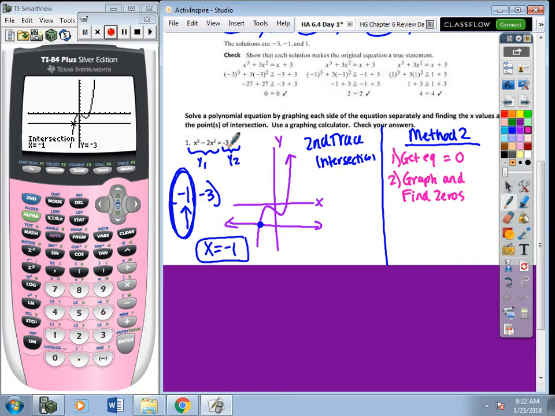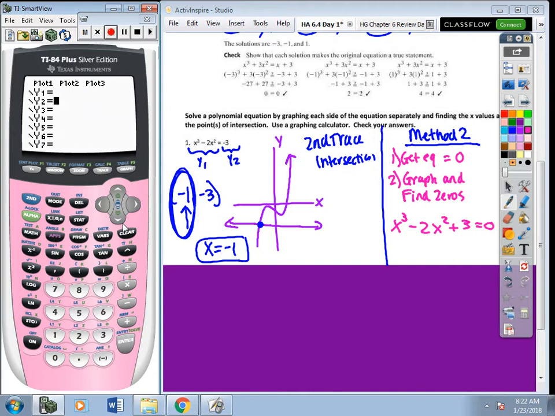So if we were to use inverse operations, we would add 3 to both sides. So we get x cubed minus 2x squared plus 3 equals 0. So let's go back to our y equals. Clear out both equations, because this time if you choose method 2, you're only going to type one of the equations in, which is what's on the screen, and we would choose Zoom 6. You'll only get one curve if you choose method 2, because you actually set it equal to 0.